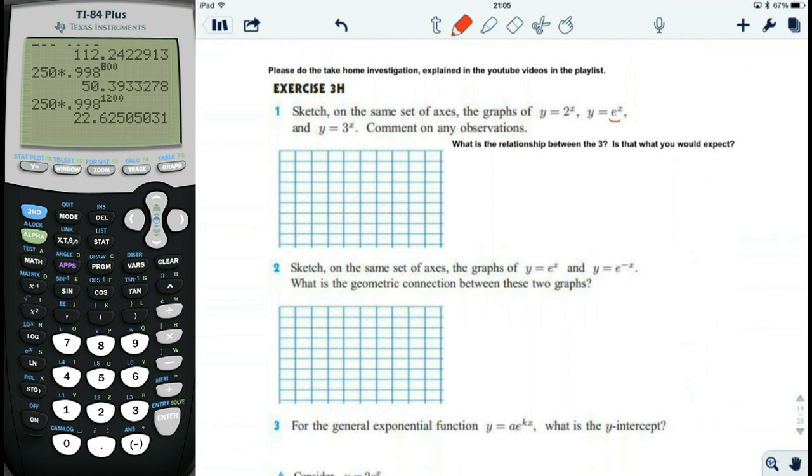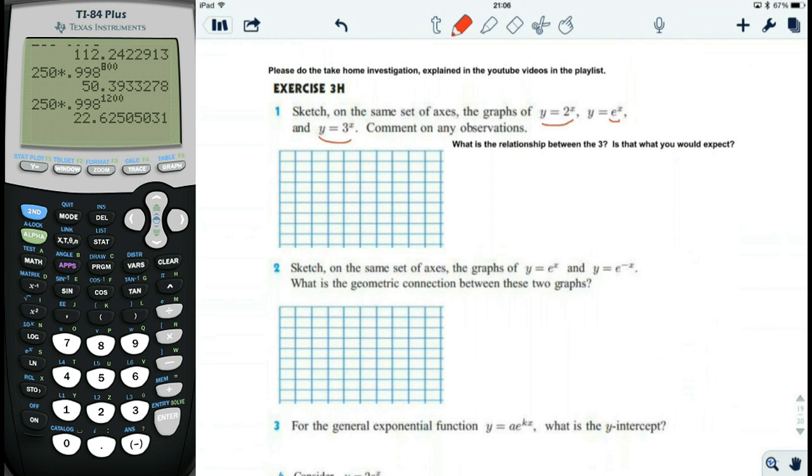There's not really too much from the book reading here. It's mostly just the problem. So I'm just going to work a few problems here. Sketch on the set of axes the graphs of y equals 2 to the x, y equals e to the x, and y equals 3 to the x. Comment on any observations.